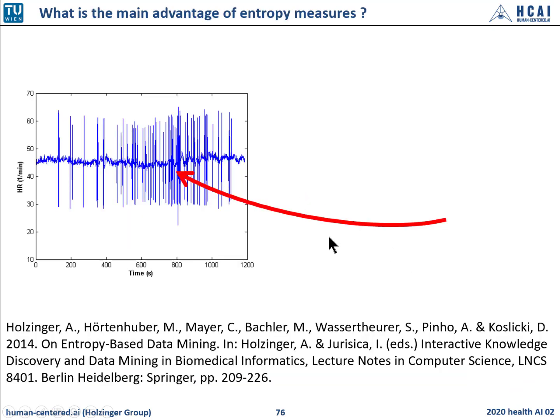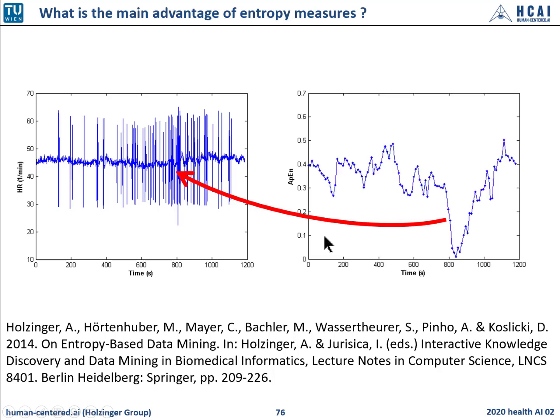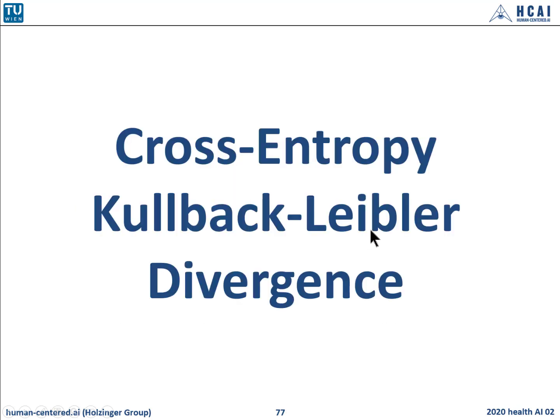So what is the main advantage of entropy measures? Especially over longer periods, you can quickly explore anomalies. You can easily detect them by displaying the measured relative ApEn. And what can we learn from this experiment? Approximate entropy is unaffected by noise. This is very important. It can be applied to complex time series.